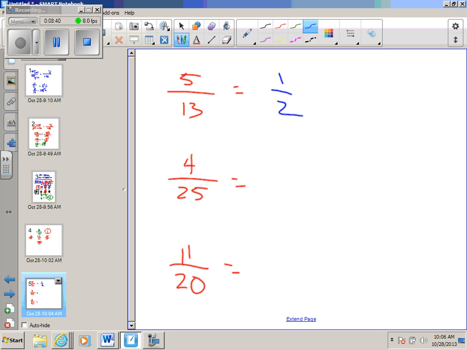How about the 4/25? 0, half, or 1 for the 4/25? Definitely 0 there. Half for 25 is 12.5. That 4 is much closer to the 0. It's only 4 away from the 0, where it's 8.5 from the 12.5. And the 11/20ths? Definitely half. 10/20ths give you half. The 11 is right there. Okay. Any questions there?